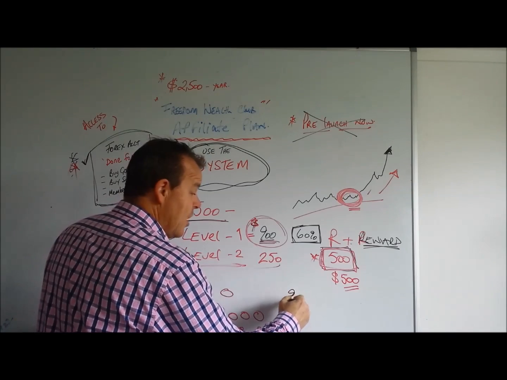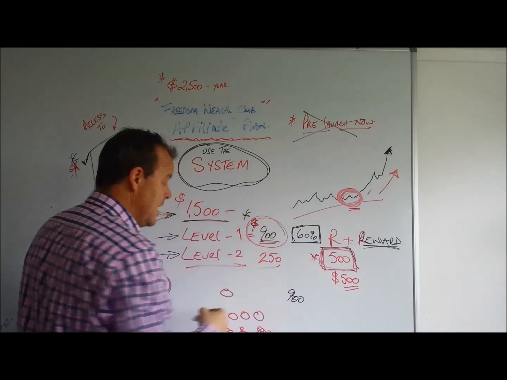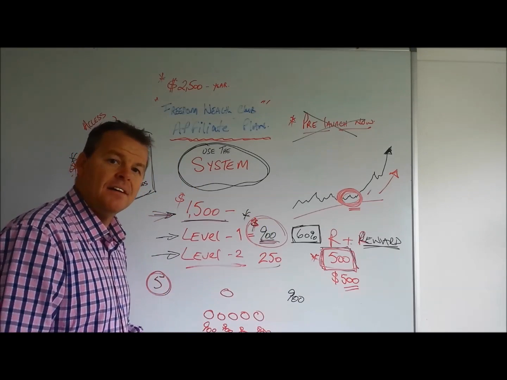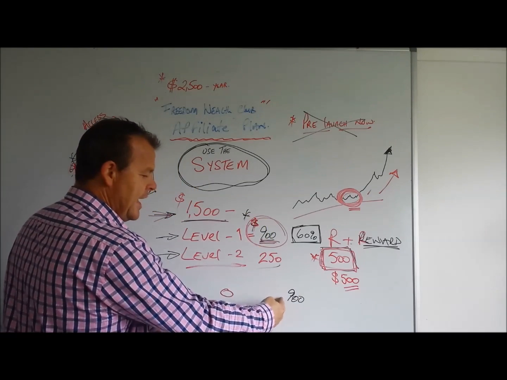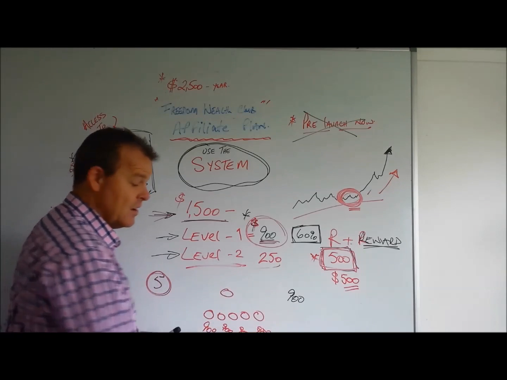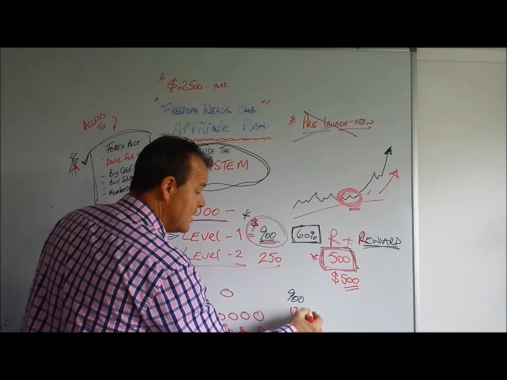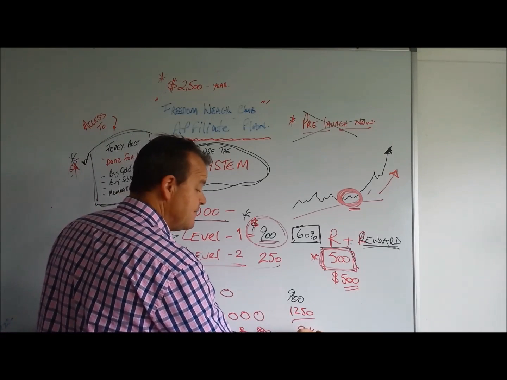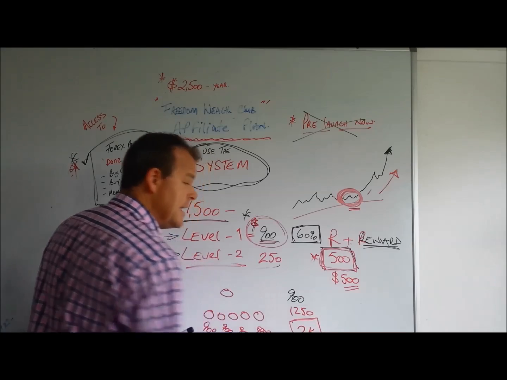There's your $900 because you got one of these team members come on board. They saw your results. They said, I'm in. There's 900 coming your way. And you got 5 second level sales. Well, that's another $1,250, right? So what's that? Well, it's over $2,000 that week come in.